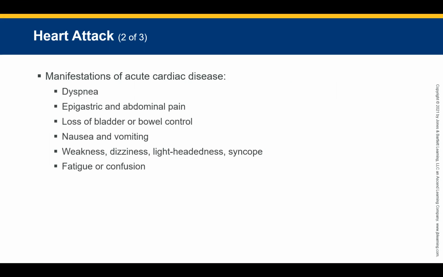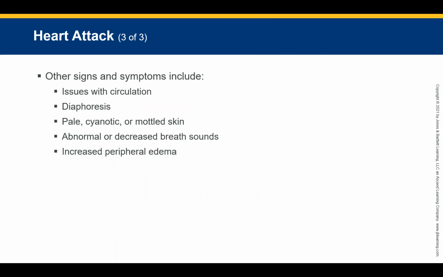Some signs and symptoms of a cardiovascular disease. We'll talk about confusion, severe fatigue, nausea and vomiting, loss of bladder and bowel control. You'll have some abdominal pain and obviously dyspnea, like we've gone over several times before. Some other signs, you'll have diaphoresis, pale, cyanotic or mottled skin, abnormal or decreased breath sounds, increased peripheral edema. You should see that in their feet and/or their hands or legs.